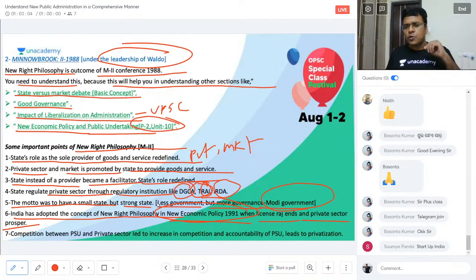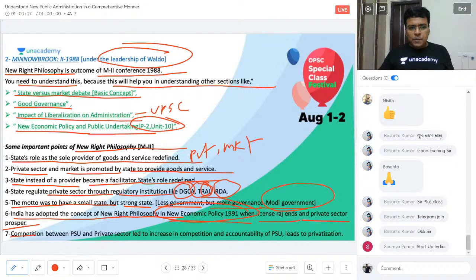Only the Bajaj Chetak scooter was there. Now you have Harley Davidson bikes. Having a Harley Davidson showroom in Bhubaneswar is a product of that new economic policy. Government said: no, I will not produce bikes, I will not sell bikes, you sell them. I will just monitor you, I will just regulate you. This is New Right philosophy.